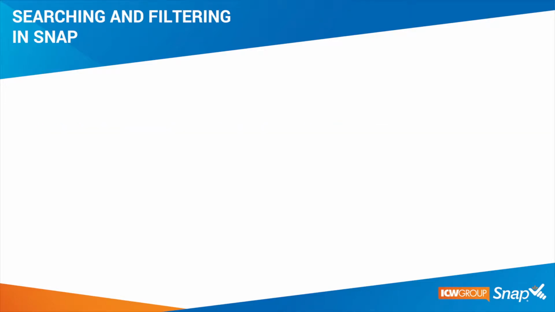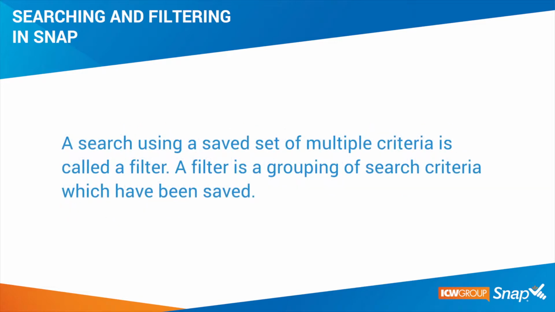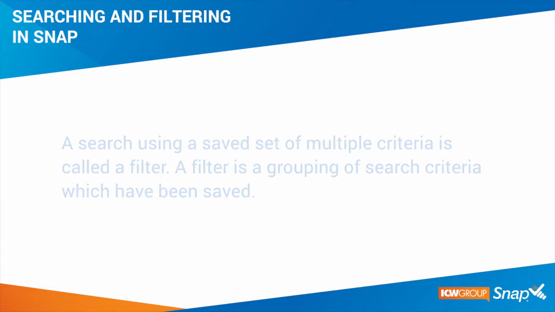To use Snap efficiently, you'll need to understand searches and filters. A search is the act of indexing a set of criteria, like insured name, effective date, or status against all entries for matches. A search can use single or multiple criteria. A search using a saved set of multiple criteria is called a filter. A filter is a grouping of search criteria which have been saved.